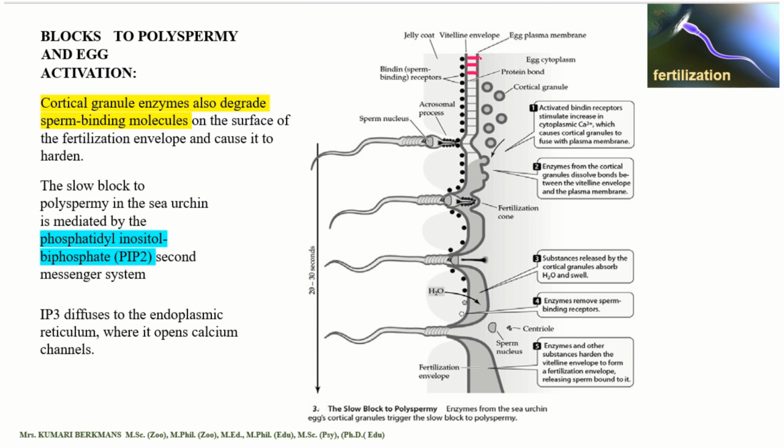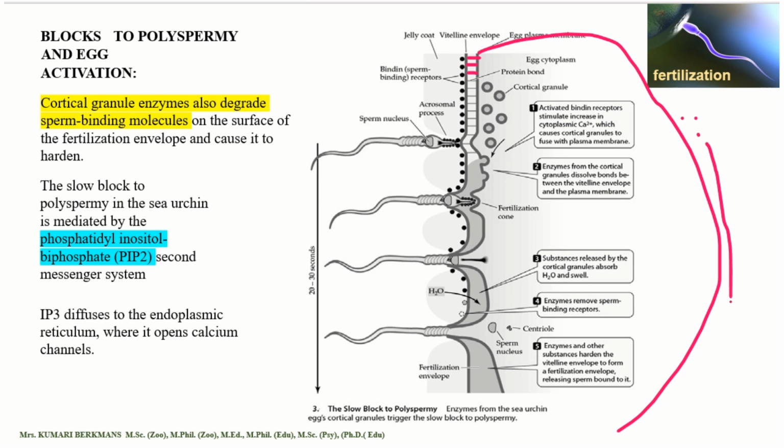See, this is the egg, just imagine, and this is the wall of the egg. This region is the jelly coat, which covers the egg. Just above the egg, you can see the vitelline envelope, and this is the egg plasma membrane. Just above the vitelline envelope, the bindin are there. The sperm binding receptors are bindin receptors.